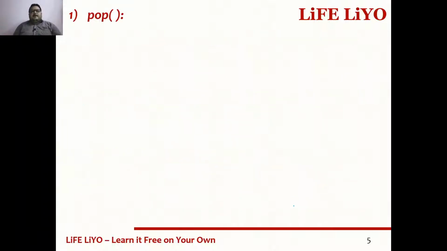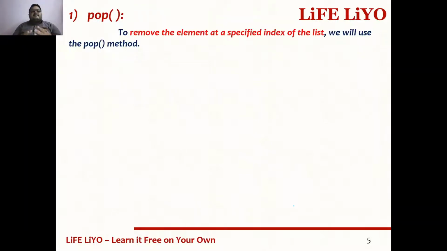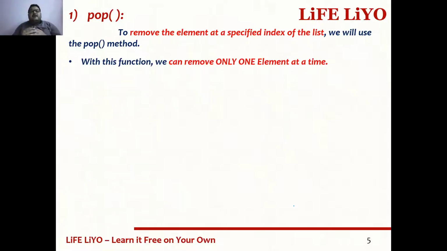First one, pop. The name itself tells that it is popping up. So popping up means removing the element at a specified index of the list. If you want to remove an element at a specified index, that is any position, then you can use a method called the pop method. So with this method, how many elements can we remove? Only one element at a time.